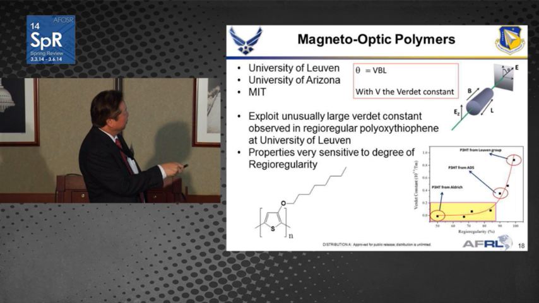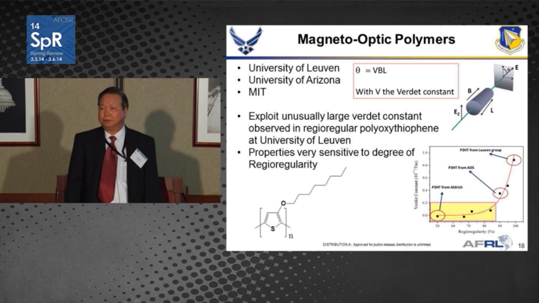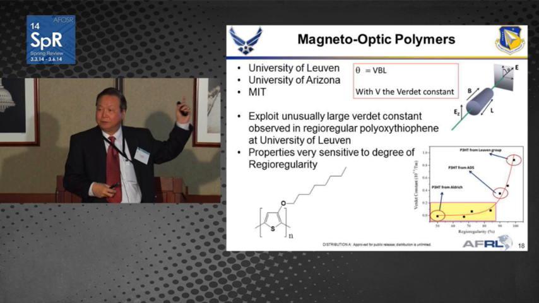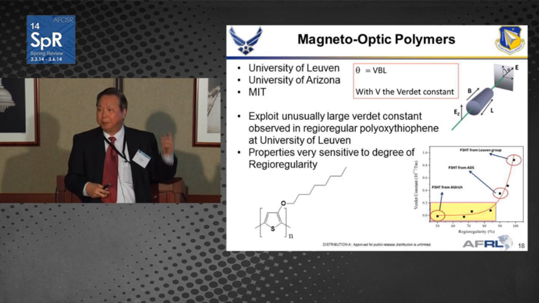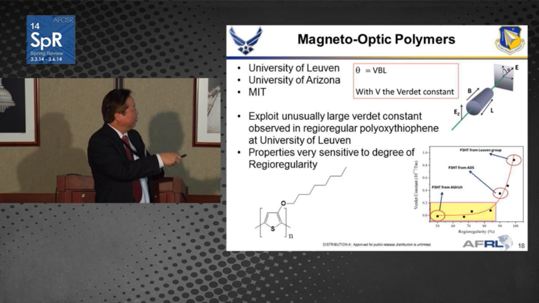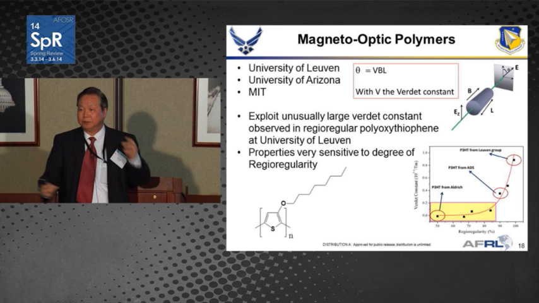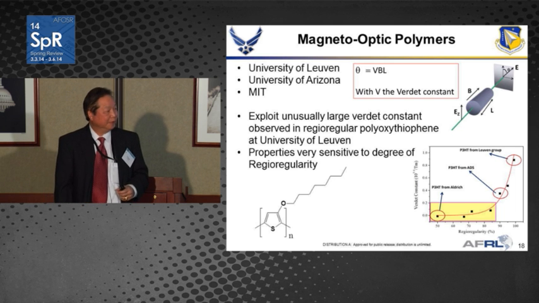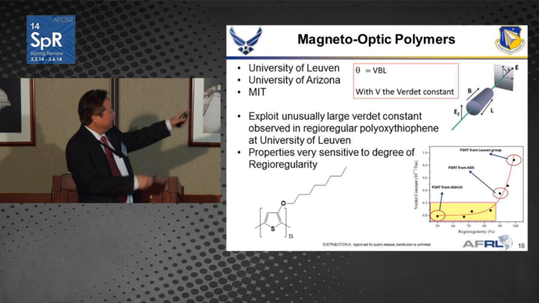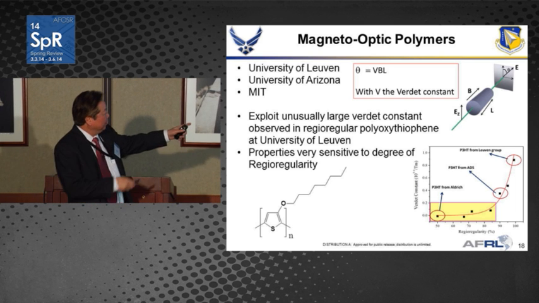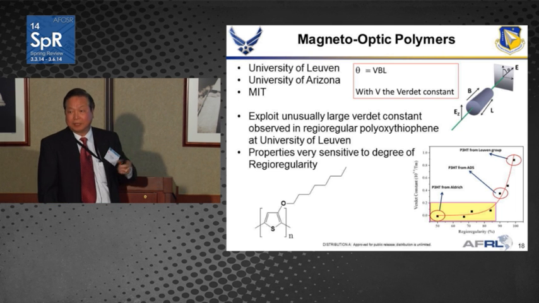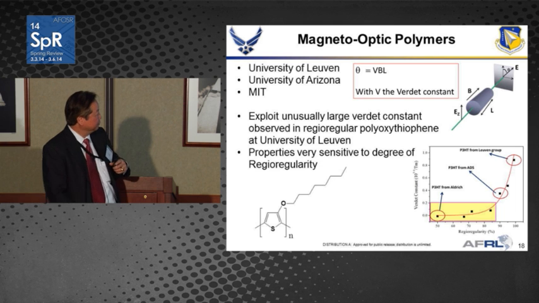But for polymers, when I visited Belgium at the University of Leuven, we started talking about this type of material. We found that it's 300 times better than the traditional material. So we funded them and also matched them up with the University of Arizona in order to have a collaborative effort. But later on, we added MIT. I'll explain why we had MIT later. The whole idea is how to exploit the large Verdet constant that we can get from the organic material.